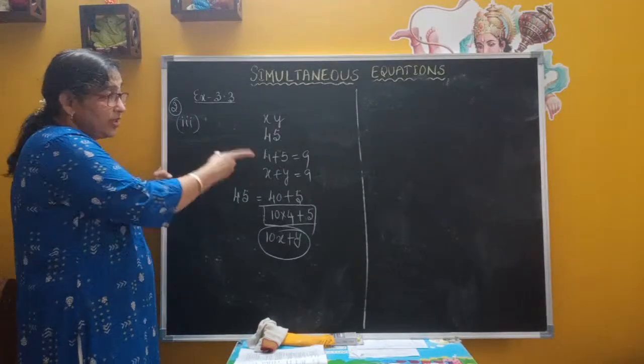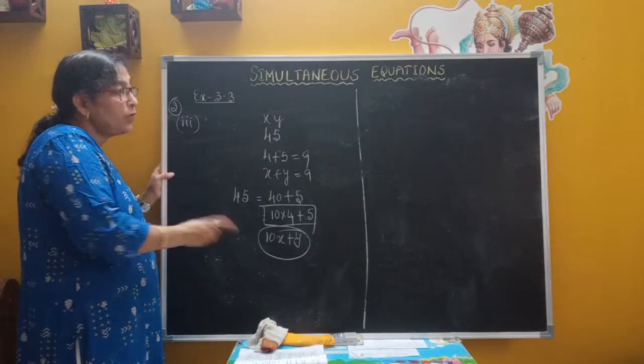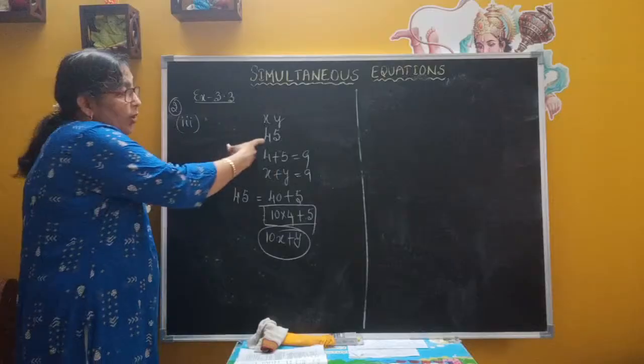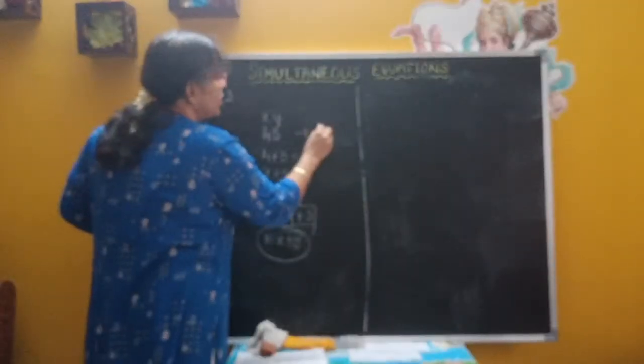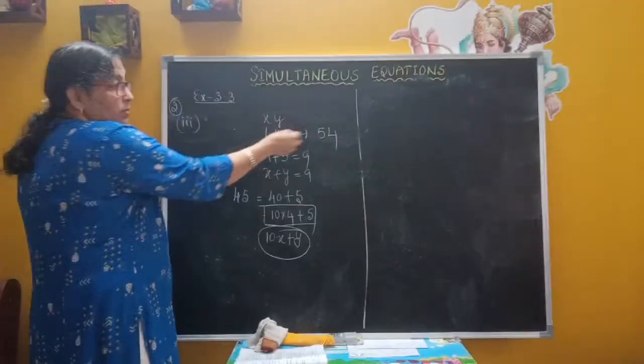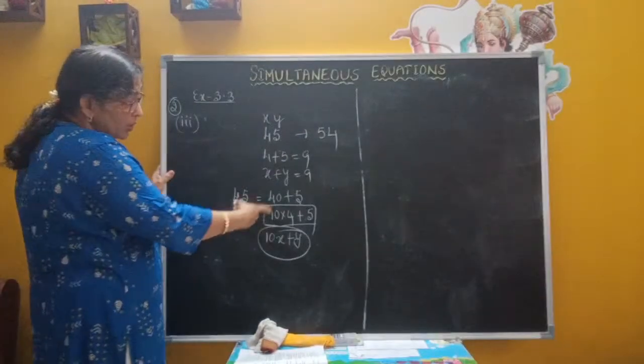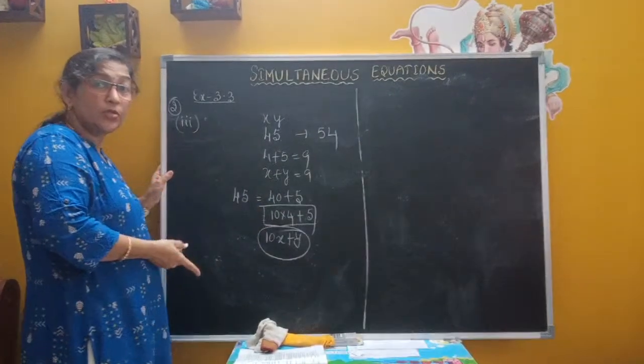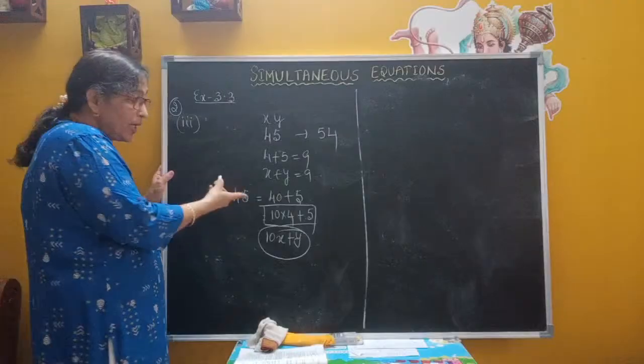Okay, next, second case: if you reverse the digits. Now if I write 45 as 54, okay, if I reverse the digits it becomes 54. This 54, in the same order, using the place values, how will you write it now?